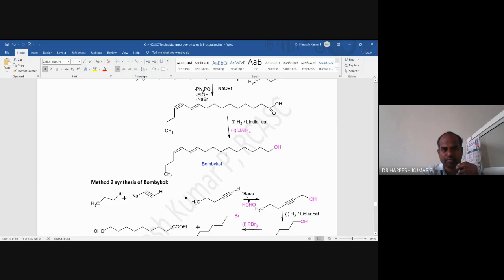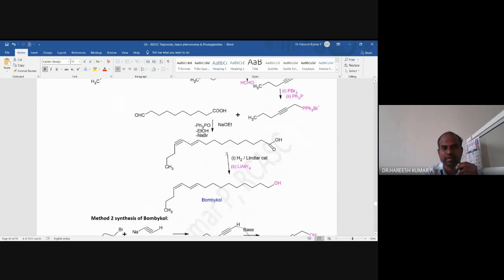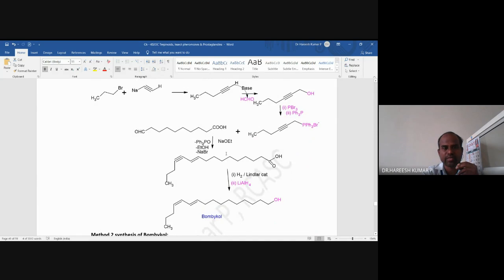This is the first method of preparation of Bombykol. So what is the first method? Propyl bromide is treated with sodium acetylide. It gives a triple bond containing compound. This is treated with formaldehyde in the presence of base, giving rise to an alcohol. This alcohol is converted into bromide by treating with phosphorus tribromide, followed by triphenyl phosphine.